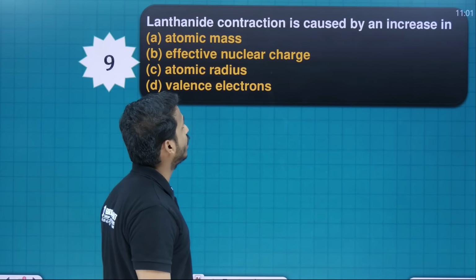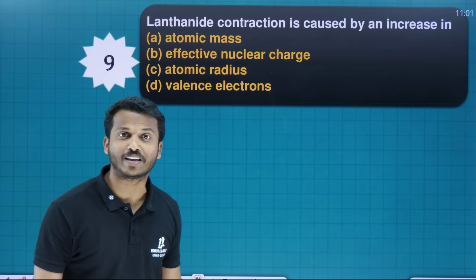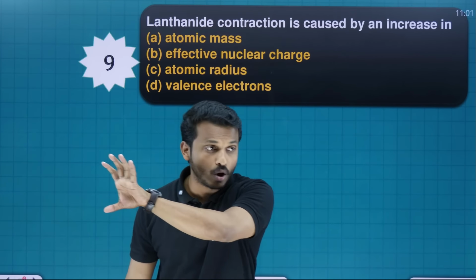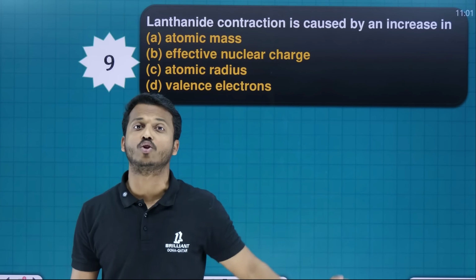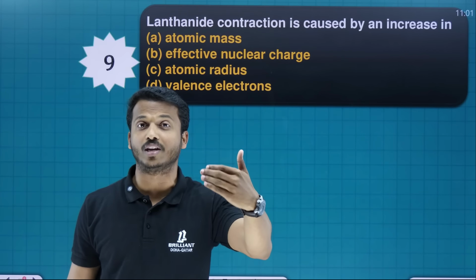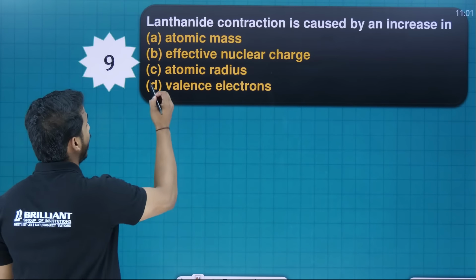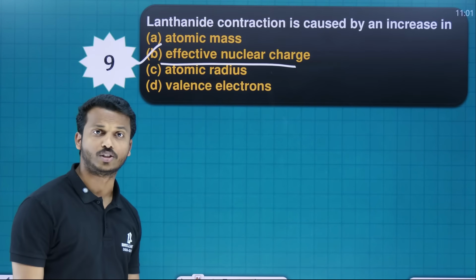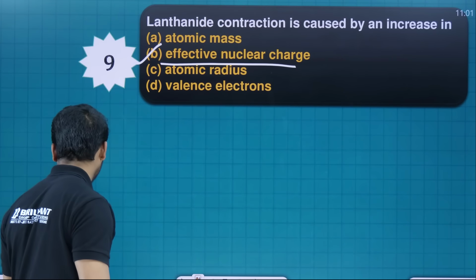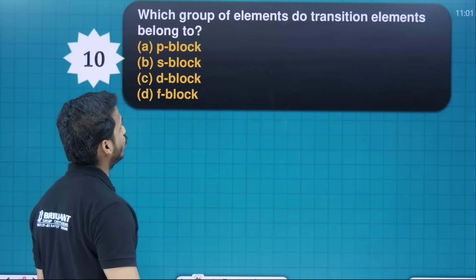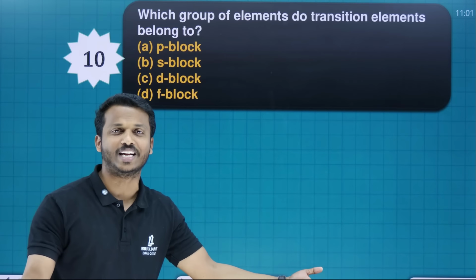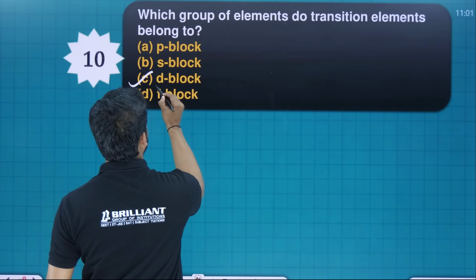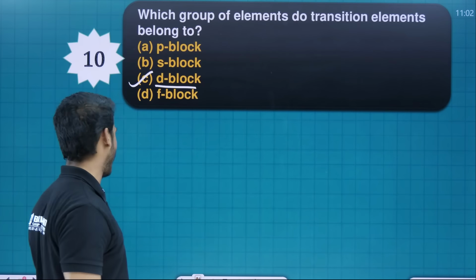Now, lanthanide contraction is caused by an increase in, what is lanthanide contraction? It is a steady but slow decrease in atomic size along the lanthanide series with increase in atomic number due to increase in effective nuclear charge. So, lanthanide contraction is caused because of what? Effective nuclear charge. Now, which group of elements do transition elements belong to? Simple question. D block elements, right? Transition elements belong to d block elements.